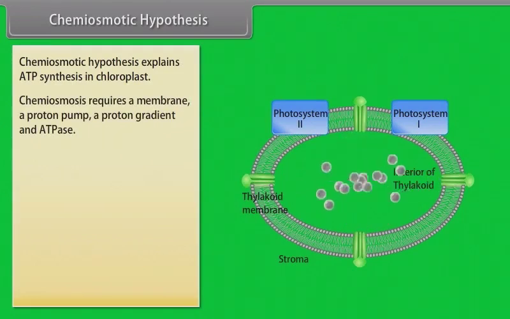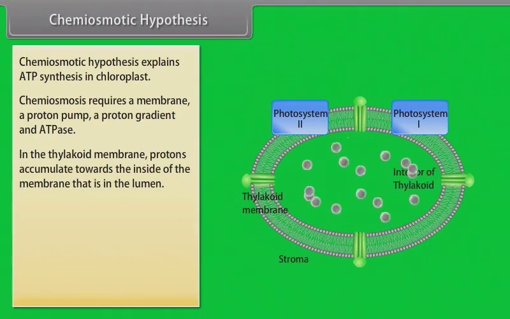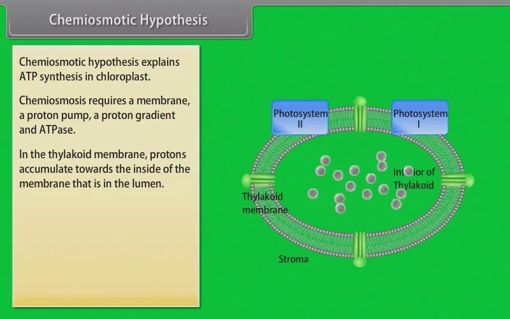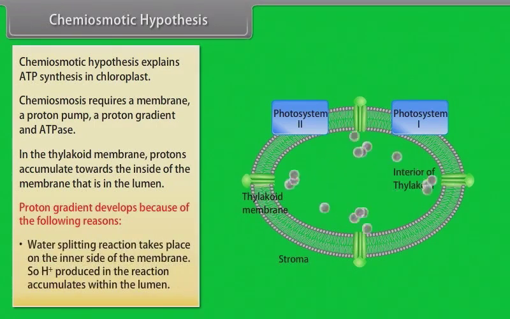Chemiosmosis requires a membrane, a proton pump, a proton gradient and ATPase. In the thylakoid membrane, protons accumulate towards the inside of the membrane, that is, in the lumen. Proton gradient develops because of the following reasons. Water splitting reaction takes place on the inner side of the membrane. So, hydrogen ions produced in the reaction accumulate within the lumen.